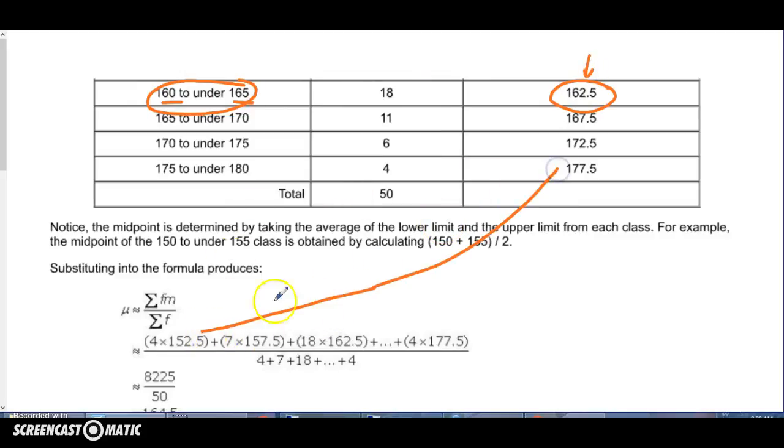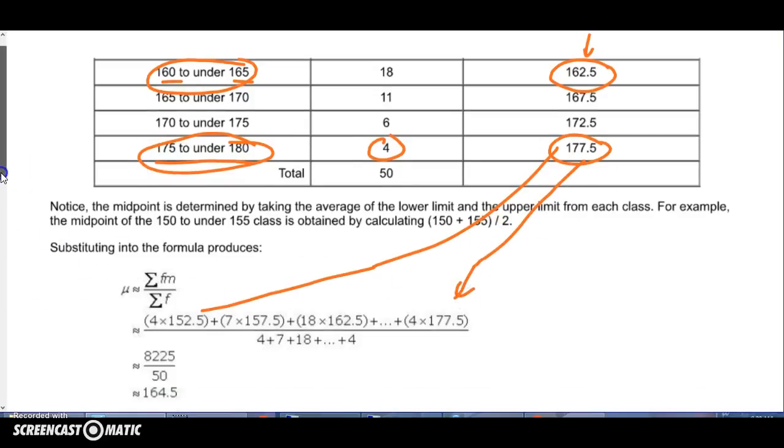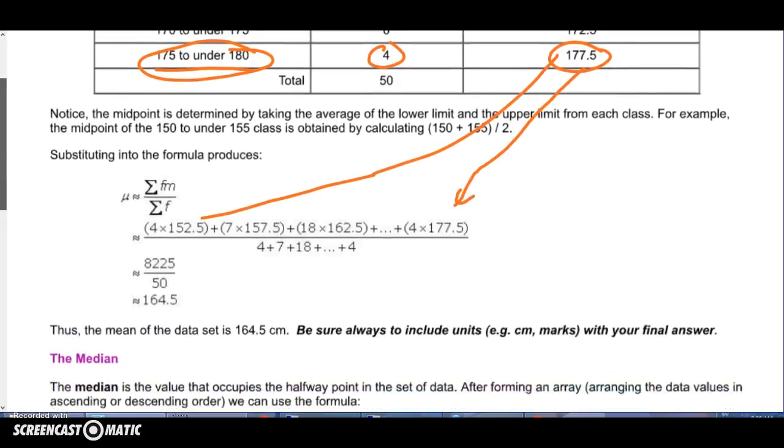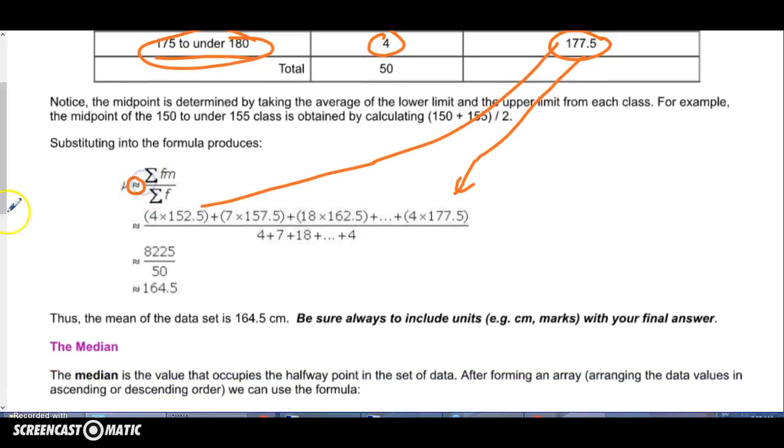And then you go ahead and you do basically the same thing as you did with the weighted mean. Okay, so here, the last one here is 4 people at 177.5. That's our best guess for 175 to 180. So that goes here, and you get the mean that is equivalent or close to the weighted mean.